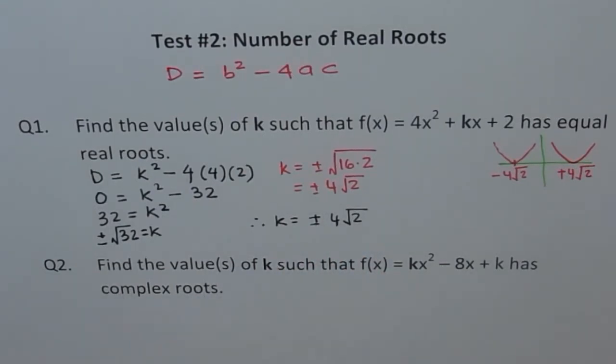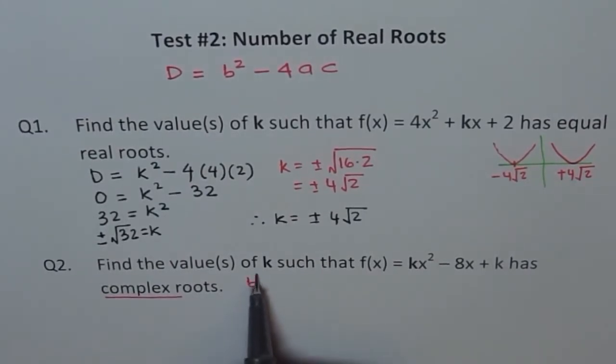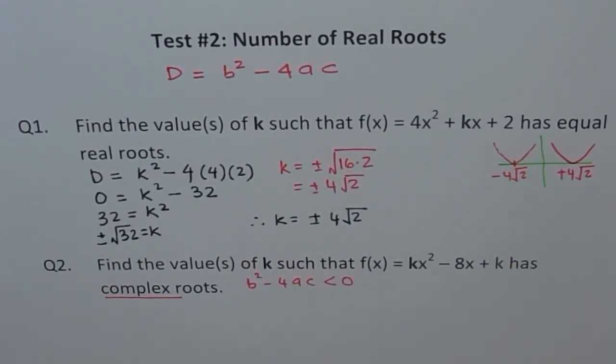Find the values of k such that f of x equals kx squared minus 8x plus k has complex roots. Now, complex roots means that within the radical we get a negative thing, right? So the radical is less than 0. So that is the meaning of complex roots. Complex roots means that b square minus 4ac is less than 0. Then you get complex roots, not real. This is the meaning of this question, correct?